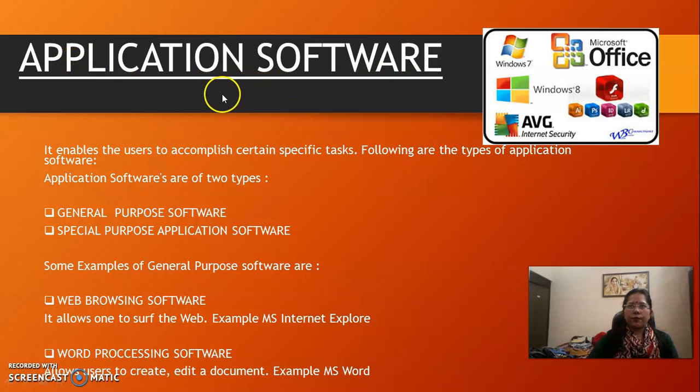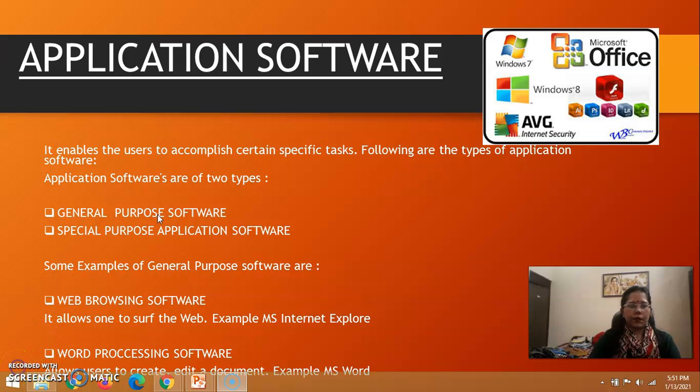Application software. Application software is designed to satisfy particular needs of a particular environment, or we can say that this software is created for specific purposes. Application software is of two types: general purpose application software and special purpose application software. General purpose application software is designed to satisfy common needs. These can be used for a variety of tasks.